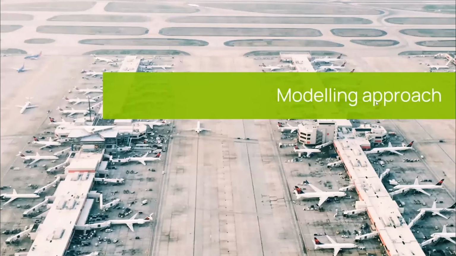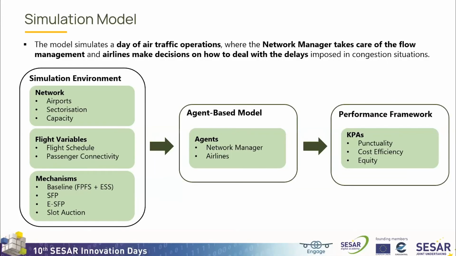Now I will introduce the modeling approach that we have followed in our simulation model. Basically, the model simulates a day of air traffic operations where the network manager takes care of the flow management and the airlines make decisions on how to deal with the delays. The simulation model is based on three main pillars. First, the simulation environment, which includes the network, the flight variables, and the mechanisms. Then we have the agent-based model, which includes the agents and their behavior. And finally, we include the performance framework, which includes several KPIs and metrics that we are using in order to measure the performance of the different mechanisms.